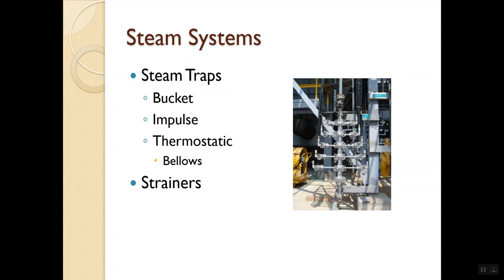We also put strainers before most steam traps, because the steam traps have very small gaps in them, just to allow a little bit of steam and a little bit of condensate to flow through. So we have strainers there to keep small pieces of contaminants out of the steam traps.